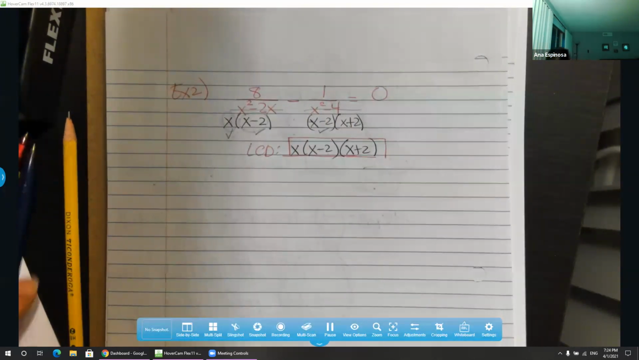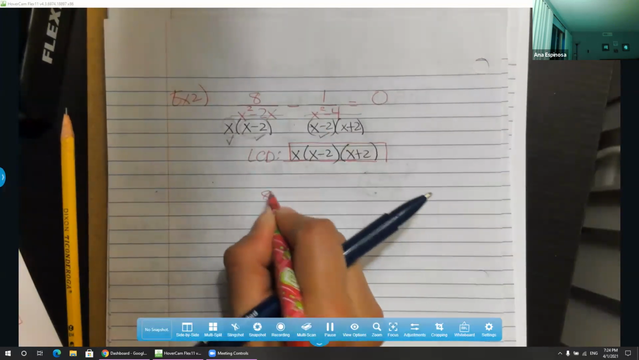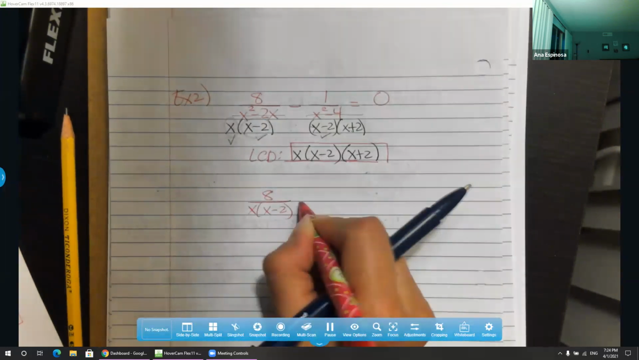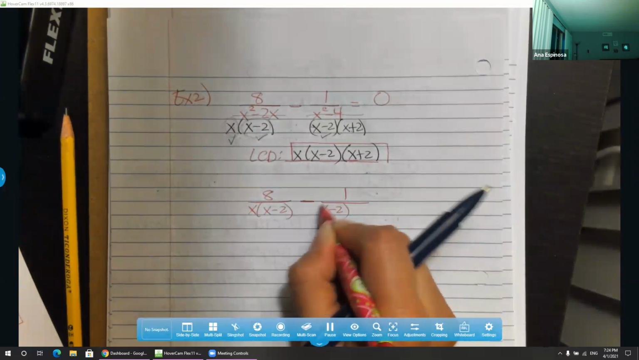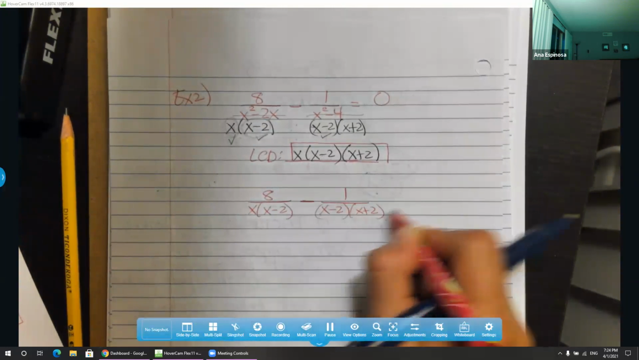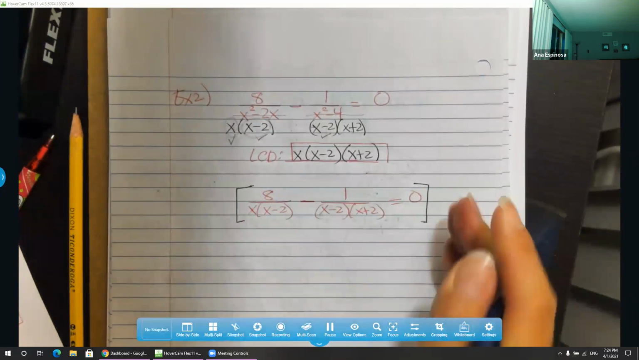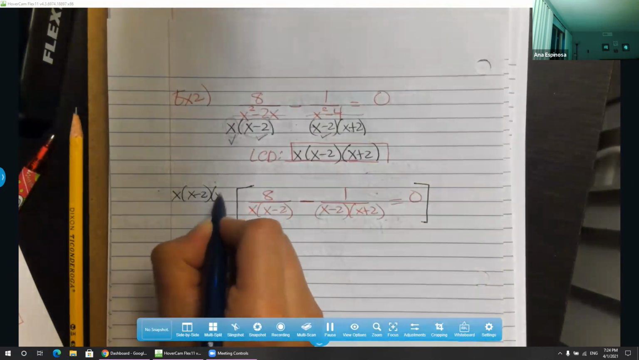Okay. So now I am going to rewrite this and I'm going to put them in factor form. So x minus 2 minus 1 over x minus 2, x plus 2 equals 0, okay? And now you take both sides of the equation and you multiply it by your LCD.